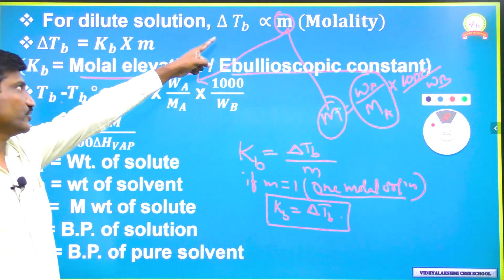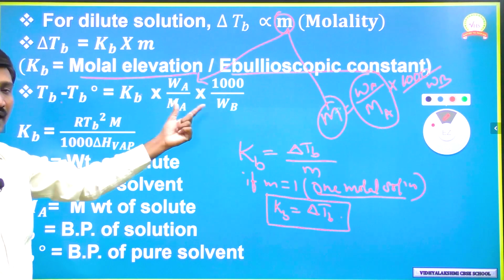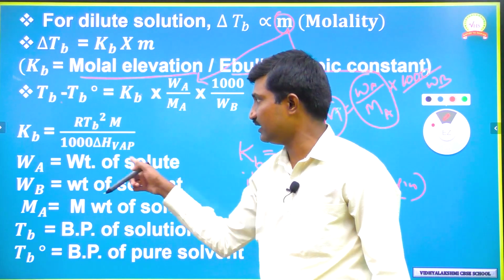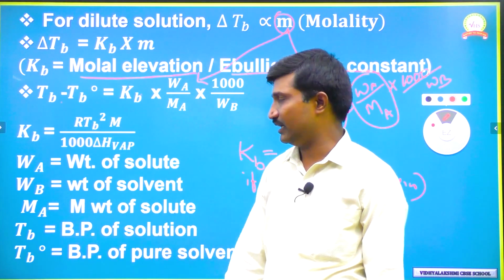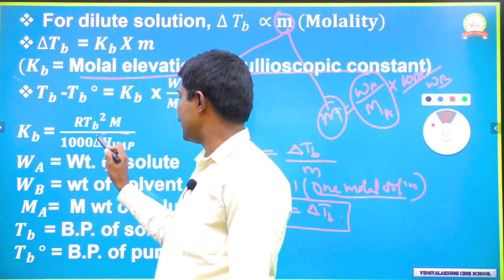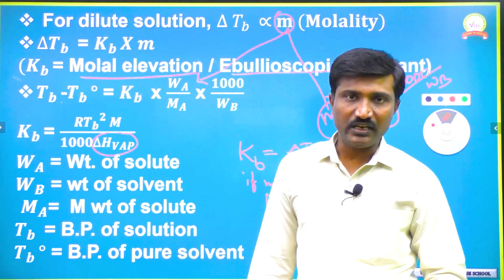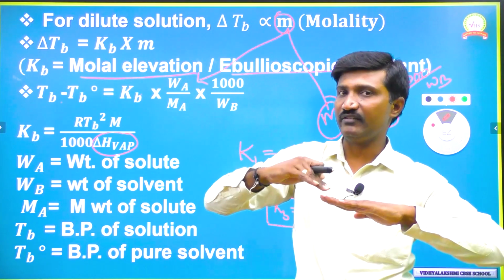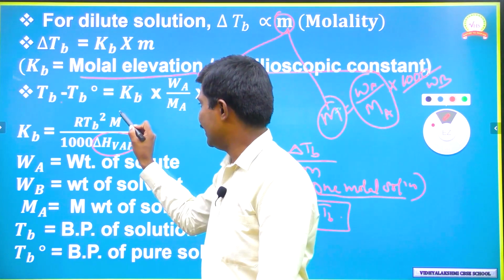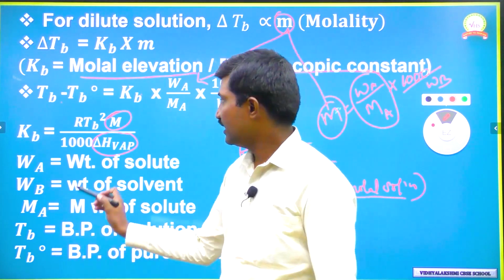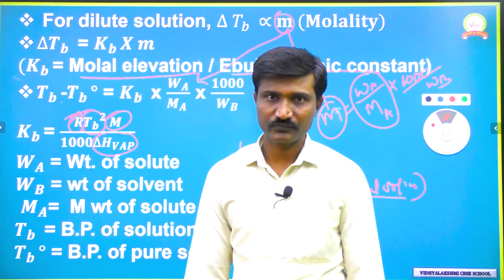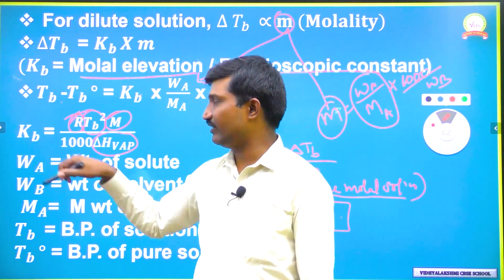By substituting the molality formula we get this. And how do we calculate the molar elevation constant value? By using this equation, Kb equals R Tb square M by 1000 delta H vaporization. Here delta H vaporization means the amount of energy required to convert the liquid state to the vapor state, M means molar mass of the solvent, Tb means boiling point of that solvent, and R is the gas constant. If we substitute these values, we can get Kb.